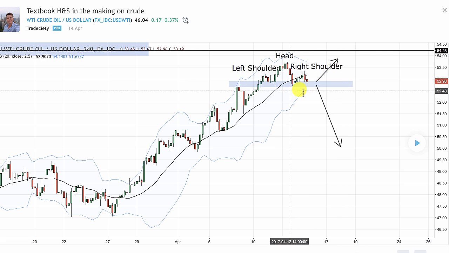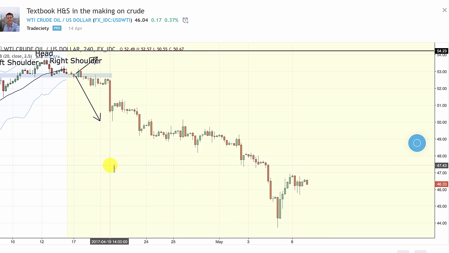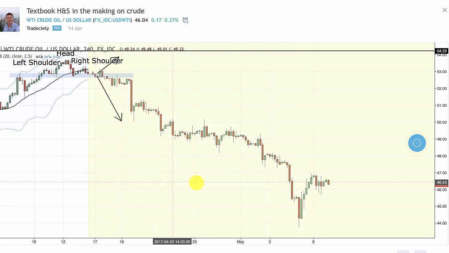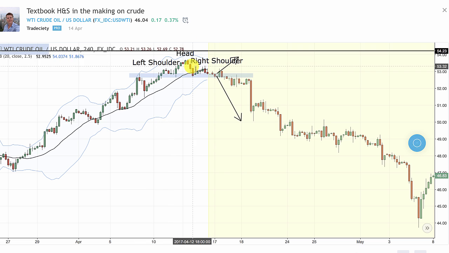And I was waiting for the break here of this level, because then there was a good chance that this will sell off. Let's see what has actually happened here after I posted this analysis. And you can see here a major sell-off that lasted for more than 3 weeks actually. And so we could have timed this top here very nicely with the head and shoulders.